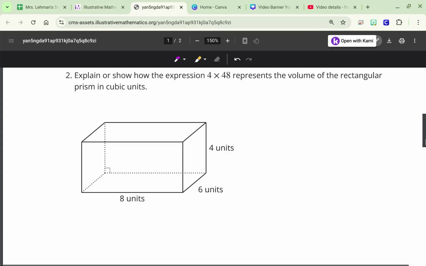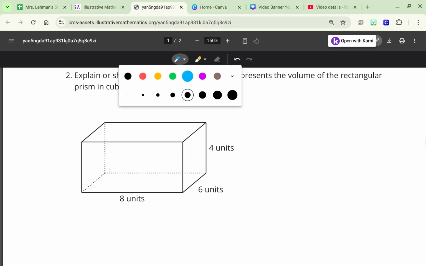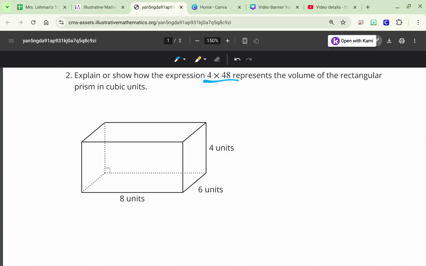This question is asking us, let me go back to my blue for brainstorm. This question is really asking us to think about 4 times 48. Where do we see the 4 in the prism? Where do we see the 48 in the prism? That together their relationship is communicating the volume of the prism, right? Now, when I take a look at this, I notice that the height is 4 units. So I notice that there can be 4 layers to this prism. Now, when I take a look for this 48, I notice that I have a length of 8, I have a width of 6.